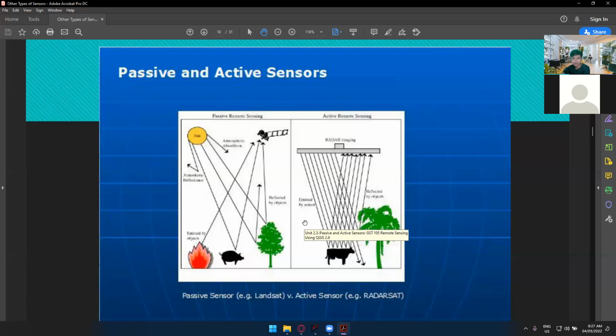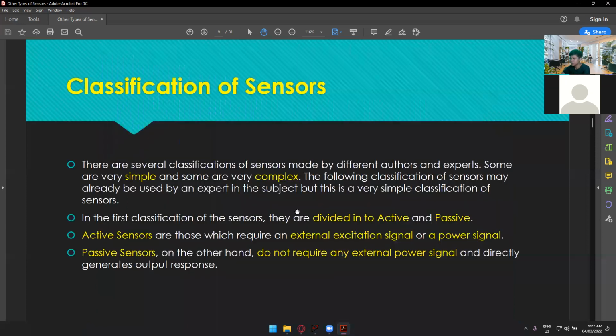So did you guys get the idea so far? What is an active sensor and a passive sensor? Yes, sir. Yes, sir. Yes, sir.